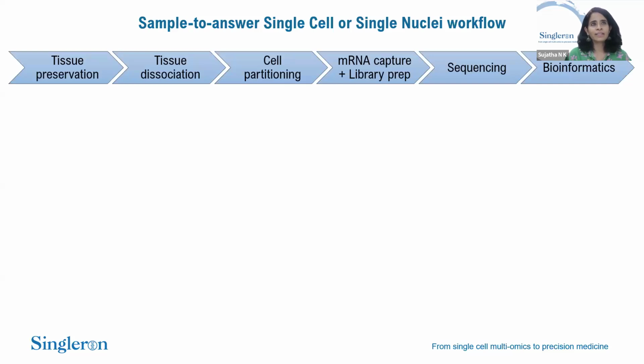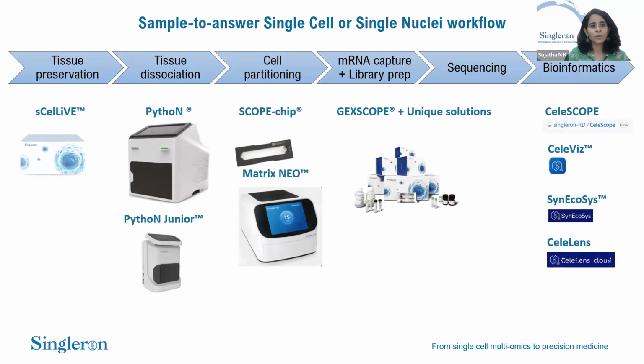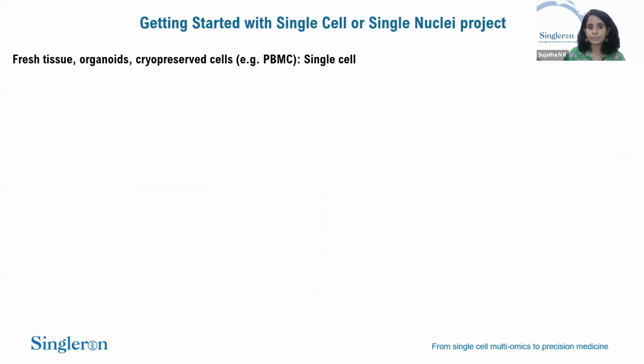So what you see here is a very standard workflow for single cell or single nuclei. You start at getting your tissue, preserving it, dissociating it, finding a way to partition and capture the mRNA. You have to sequence it, and then finally, you do the bioinformatics. And so I also want to just point out that Singleron has products on all of these steps, and so we can really go end to end for you.